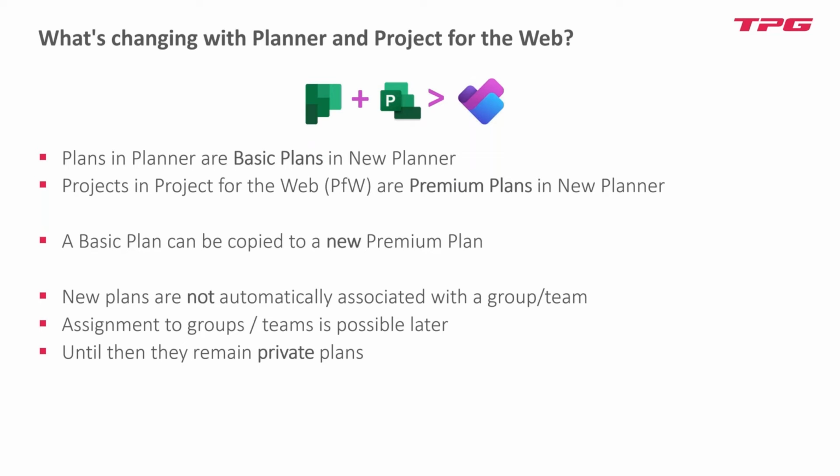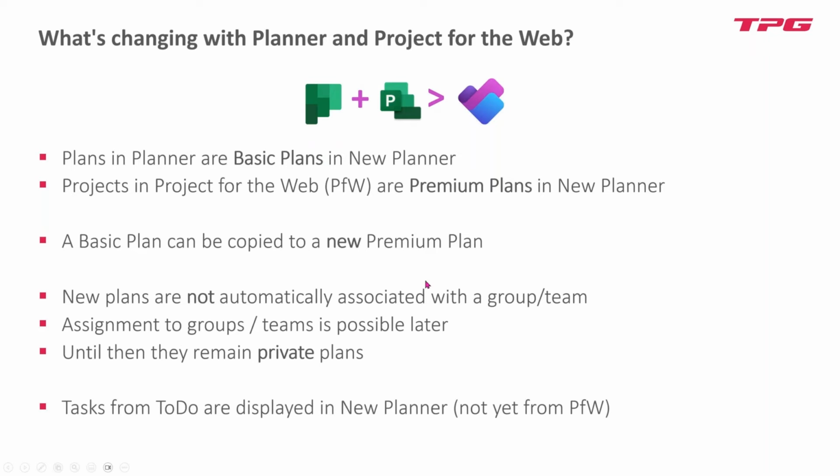The next thing is that tasks from To Do are displayed in the new Planner, not yet from Project for the web. So in the past, the tasks from Project for the web were not shown in Planner. So this is a new feature, so that tasks coming from To Do are now shown in Planner and in Project for the web. So for both templates, premium and basic.